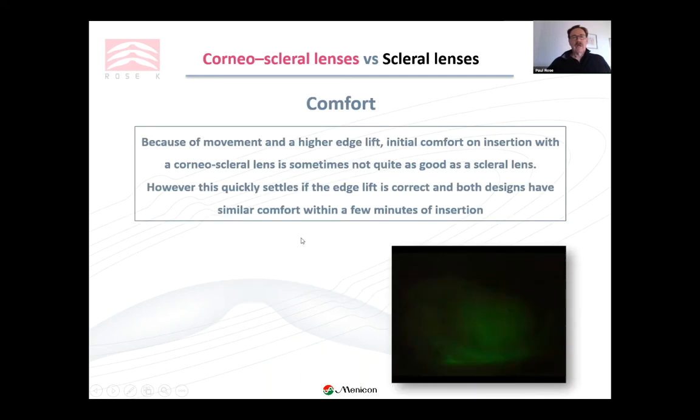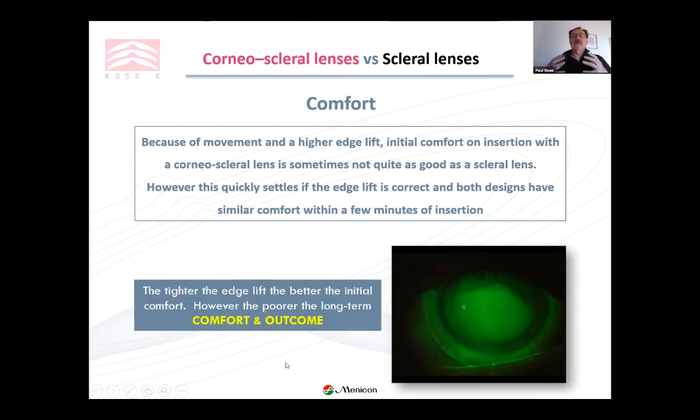What about comfort? Because of movement and a high degree of edge lift, the initial comfort is a little bit more, so not quite as comfortable initially as a scleral lens. However, this very quickly settles down, and usually the comfort of a corneal scleral lens is as good as a scleral lens within a few minutes of insertion. And you can see here, this is an ideal fitting corneal scleral lens, a little bit of movement, not a lot. Excessive movement is uncomfortable.